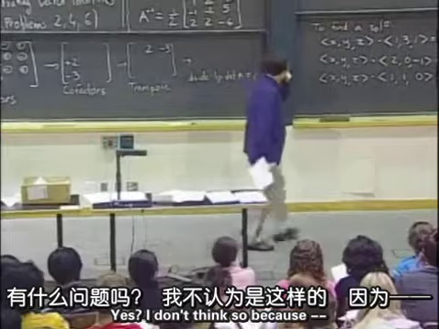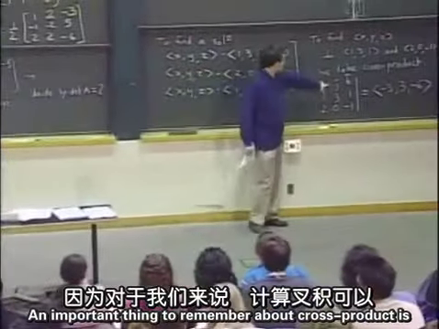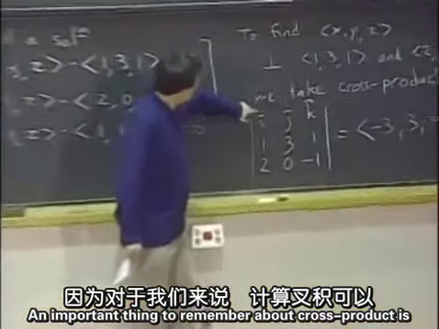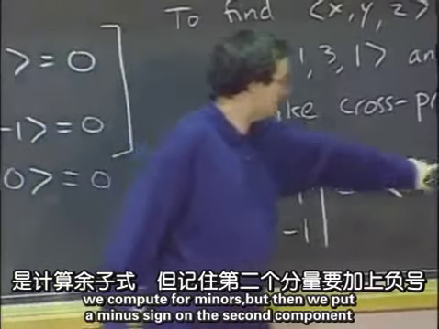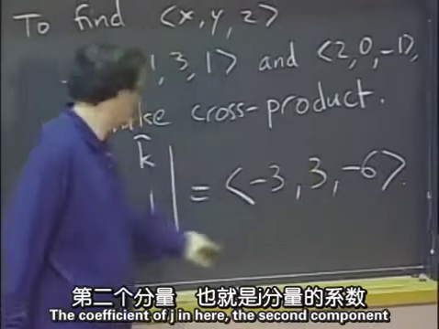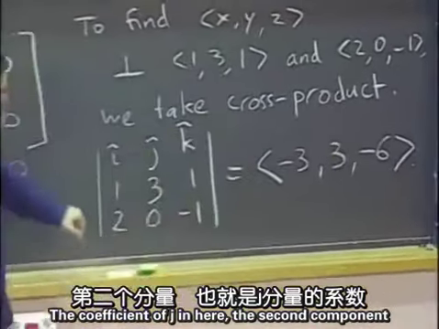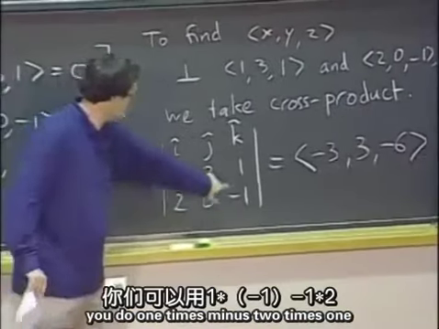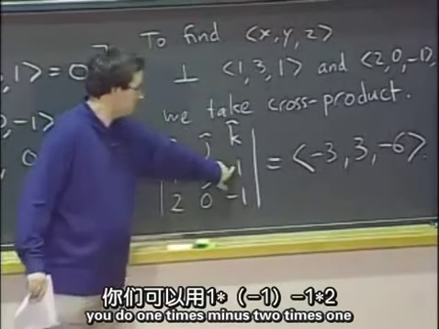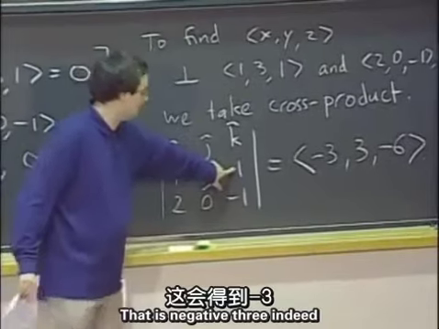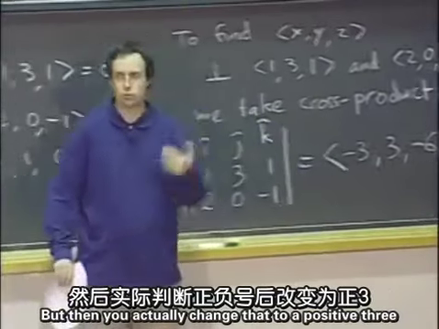I don't think so, because an important thing to remember about cross product is we compute the minus, but then we put a minus sign on the second component. So the coefficient of j in here, the second component, you do 1 times minus 1, minus 2 times 1, that's negative 3 indeed, but then you actually change that to a positive 3.